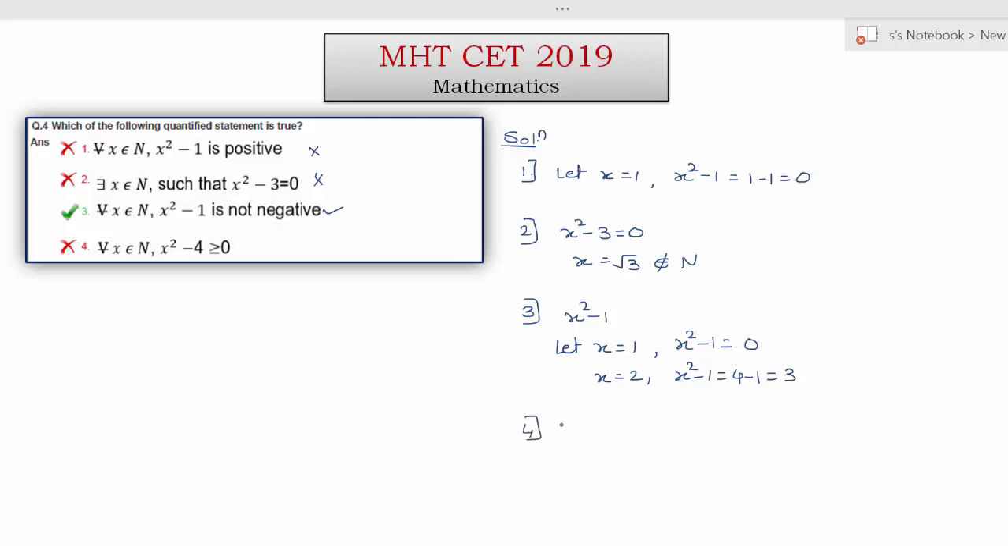For all x belonging to natural numbers, x square minus 4 is greater than or equal to 0. Now, let us consider x equal to 1 again. x square minus 4 becomes 1 minus 4, that is minus 3. So it is not always greater than or equal to 0. So the last option is also incorrect.